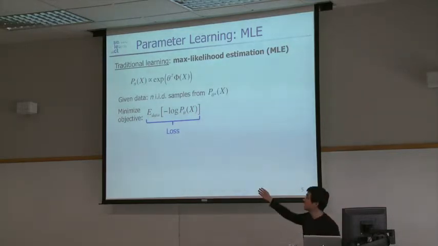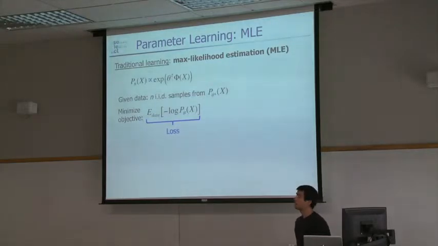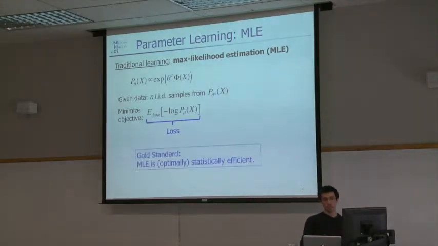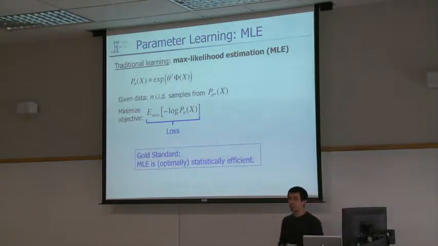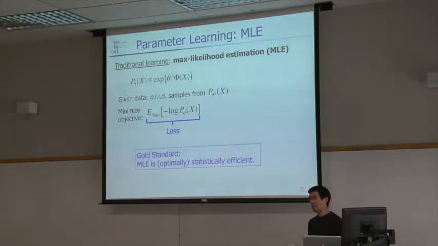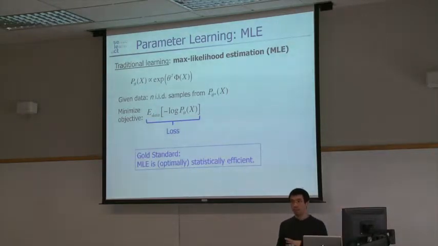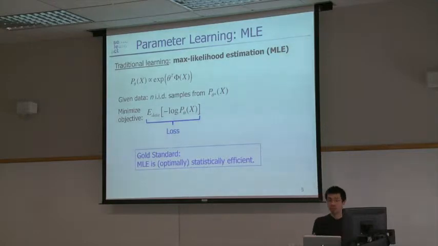And we want to minimize this objective, which is just the expectation over our data points of the negated log probability of that data point. And this will be called our loss. So in a sense, MLE is a gold standard in that it's essentially optimally statistically efficient. In other words, it's the best you can do in terms of learning with a particular amount of data.